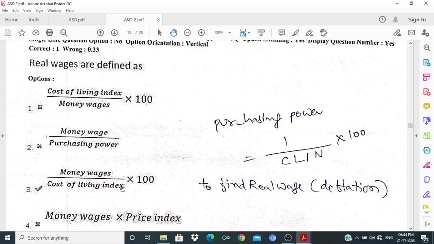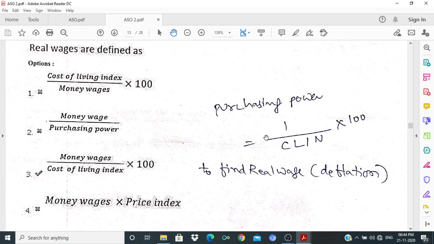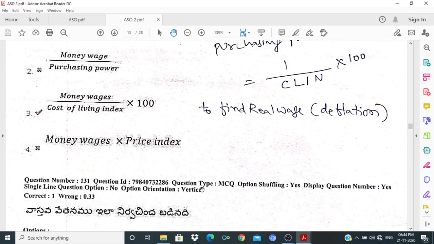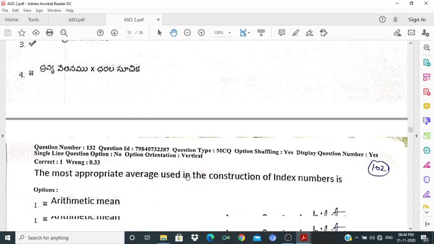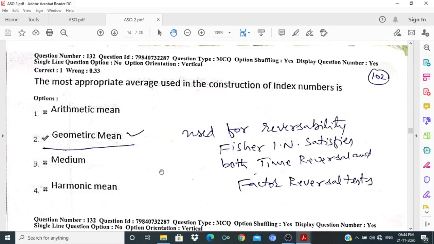Real wages are defined as money wages by cost of living index number into 100. Whereas the formula for purchasing power is 1 by cost of living index number into 100. Finding real wage is also called deflation. The most appropriate average used in the construction of index numbers is the geometric mean index number.